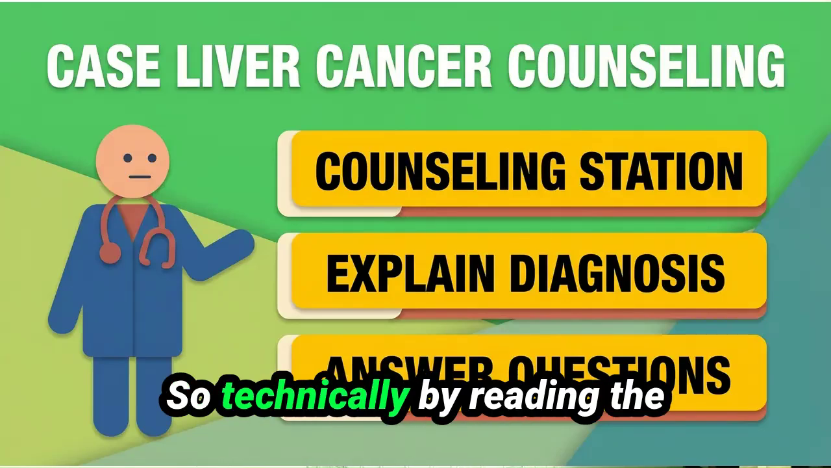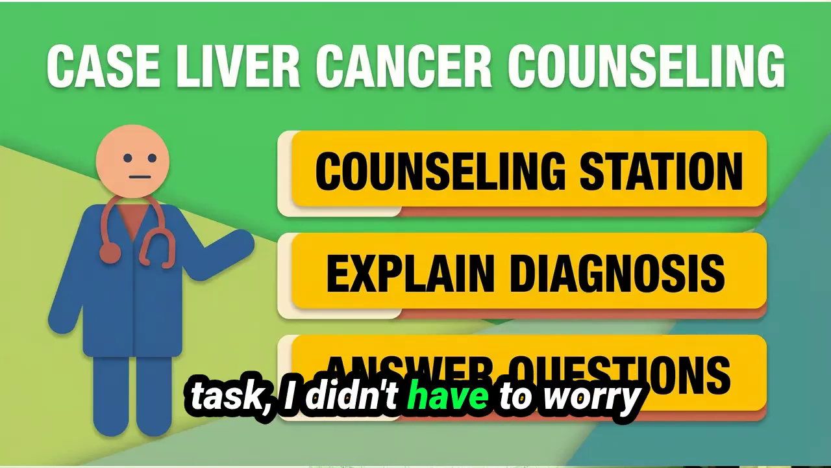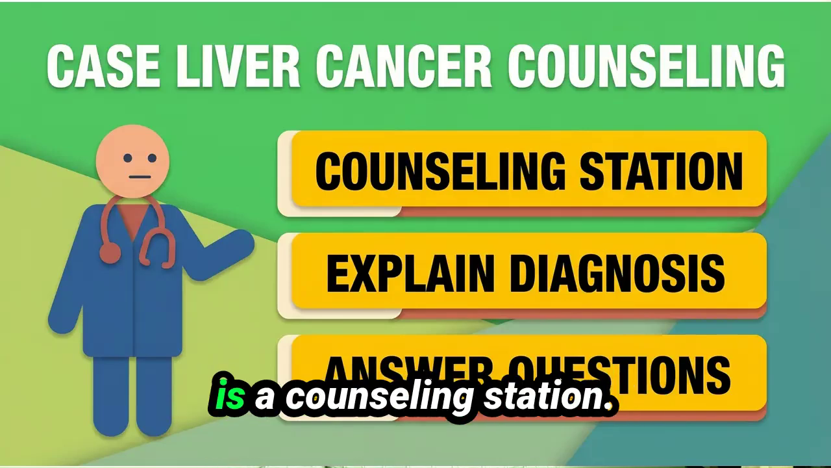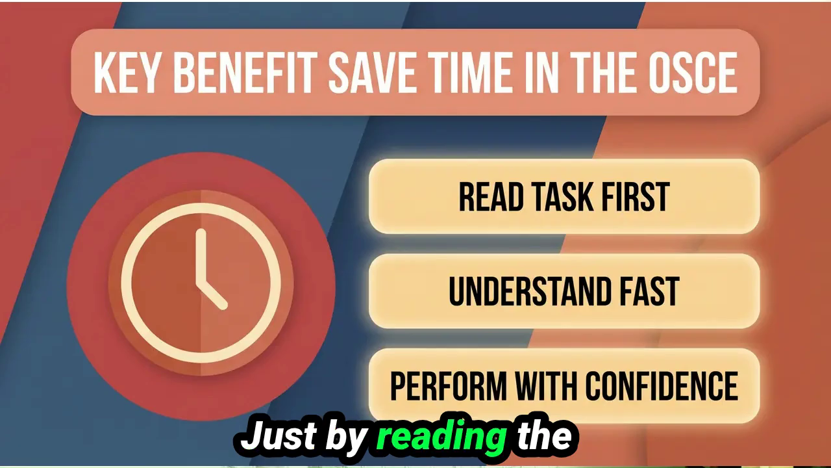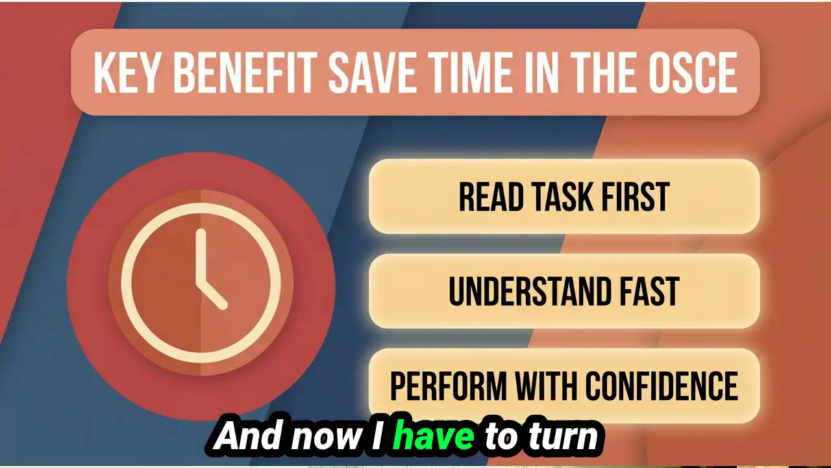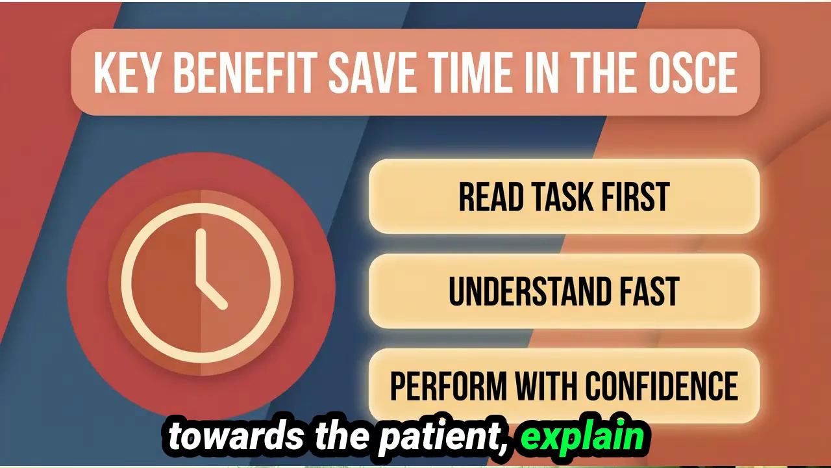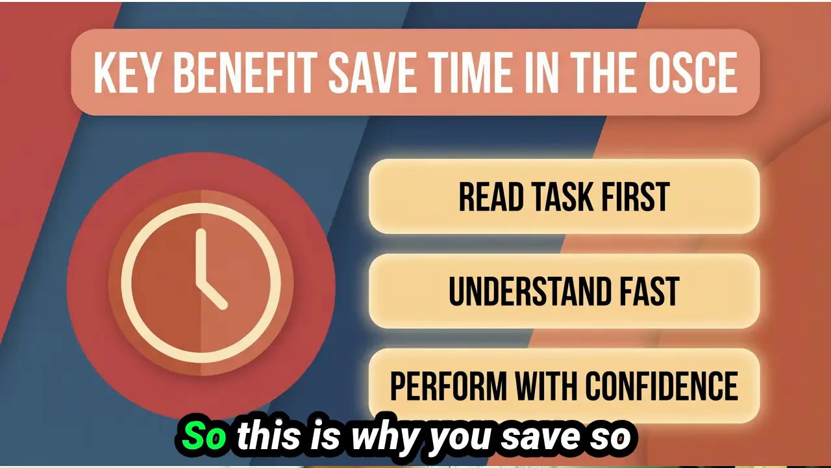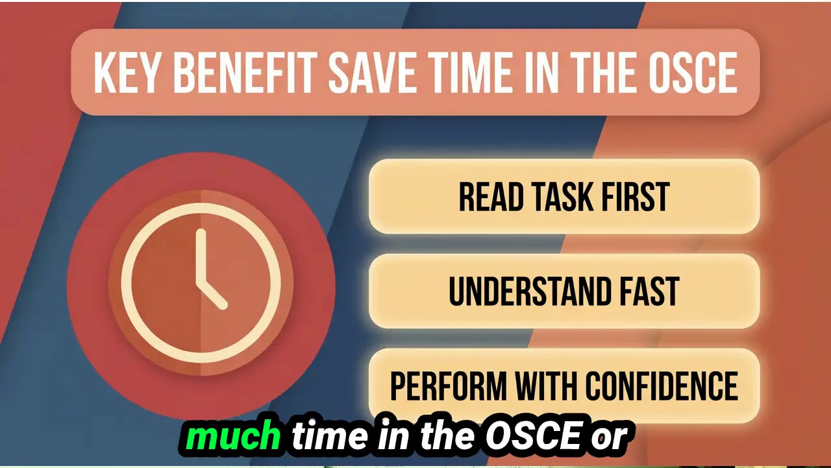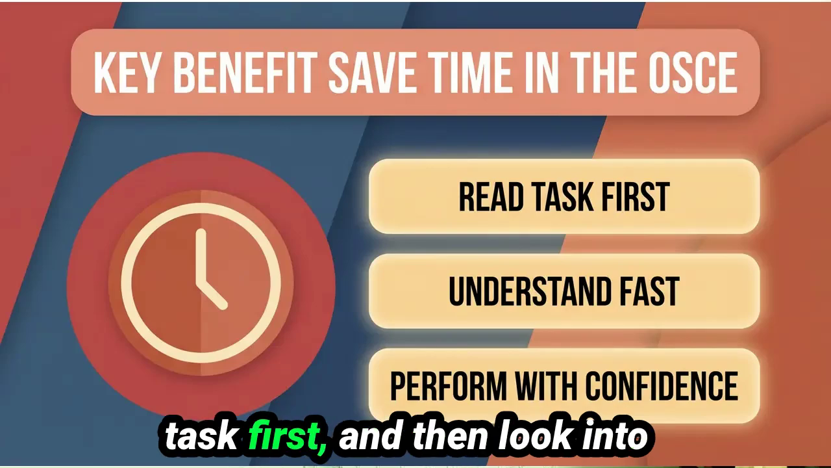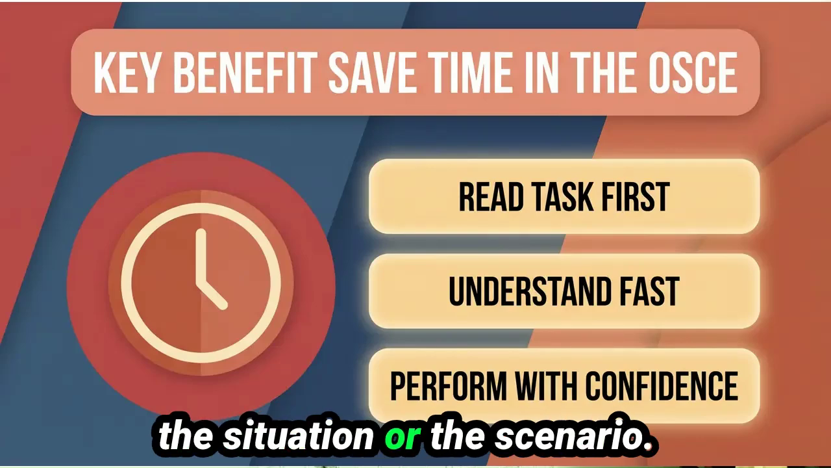So technically, by reading the task, I didn't have to worry about what is in the scenario because I clearly know it is a counseling station. Just by reading the task, I understood what the scenario is, and now I have to turn towards the patient, explain what liver cancer is, and answer the patient's questions. So this is why you save so much time in the OSCE or clinical exam by reading the task first and then looking to the situation or the scenario.